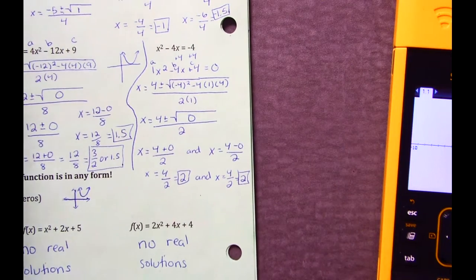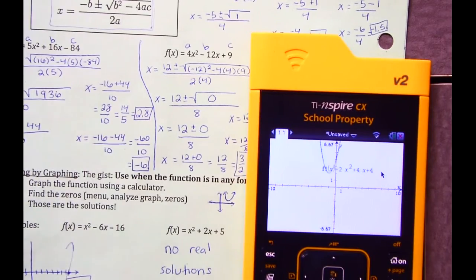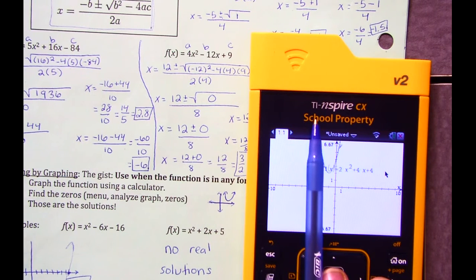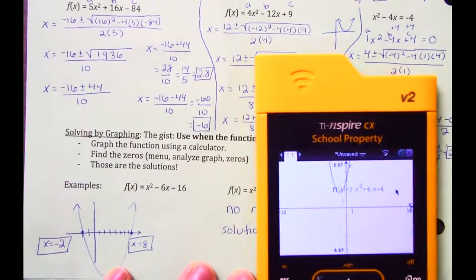If it did touch, we would just go to Menu, Analyze Graph, and then to Zero, and then you're going to make your line to the left, scroll over, click, and see what that value is where it's crossing the x-axis, and then do it again for the other zero. And that's how you solve a quadratic function by graphing.